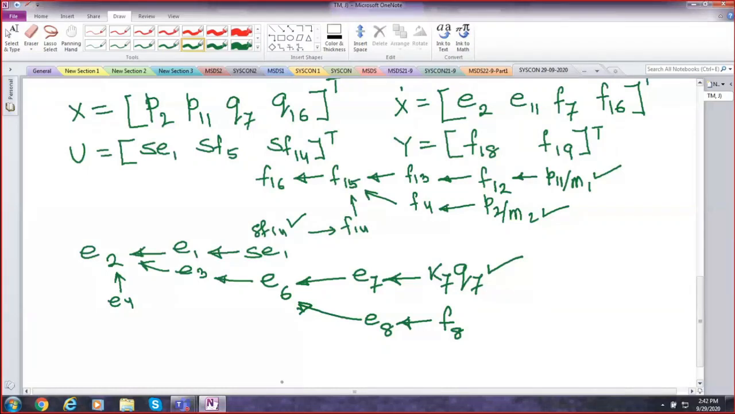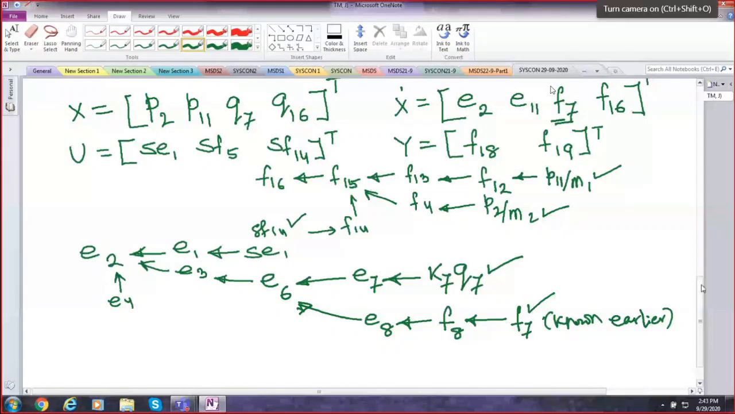Now this F8 again comes from three sources. We have already calculated F8. F8 is same as F7, which we have calculated. This is known earlier. We have calculated F6 and F7 here, so this is known earlier. Okay, so we can stop here. So like that, if we go on writing the equations, then we'll directly get the equations.